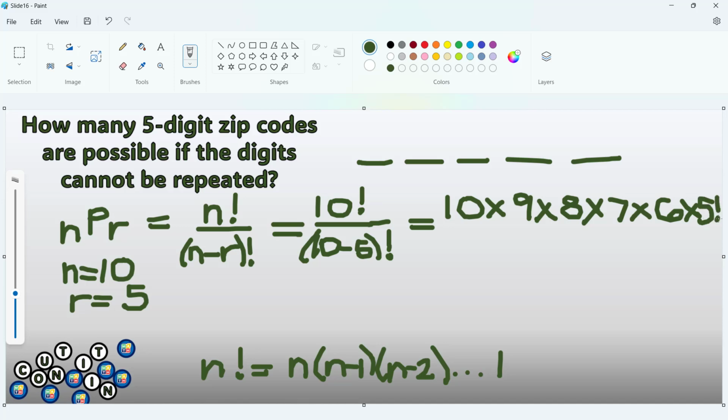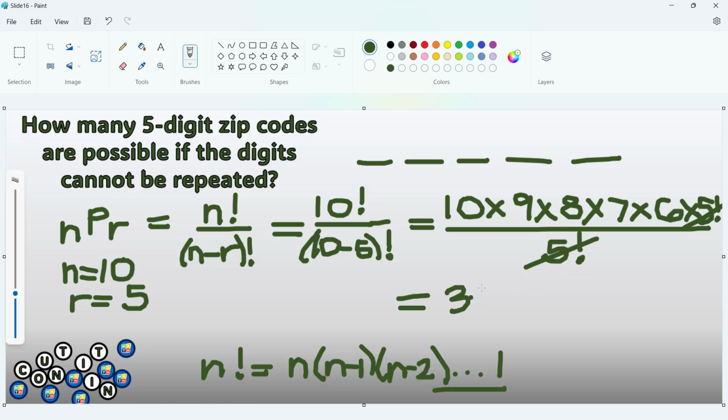Of course, we could end until 1 as mentioned here, but let's just have that because we don't have much space. And for our denominator, that's 10 minus 5, you will have your 5 factorial, which you can automatically cancel here because they are under multiplication. Hence, the number of 5-digit zip codes that are possible if the digits cannot be repeated would be the result of 10 times 9 times 8 times 7 times 6. If you're using your calculators there, you will get a result of 30,240 possible 5-digit zip codes where the digits cannot repeat.